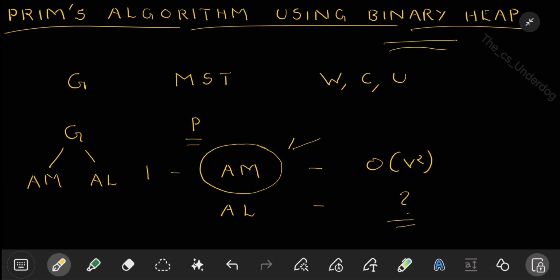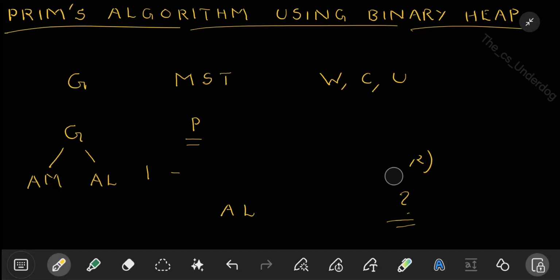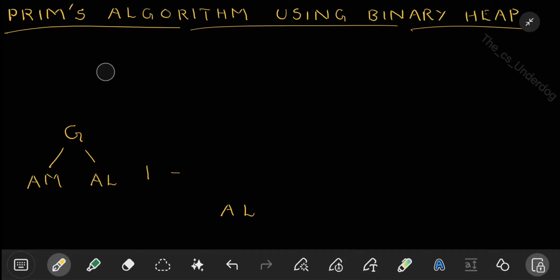When it was adjacency matrix, we did not use any heap. We simply used the distance array and we tried to track it out. But this time, we'll be looking into binary heap data structure and using it, we'll implement this greedy algorithm. So let us see how exactly we'll implement Prim's algorithm using a binary heap.